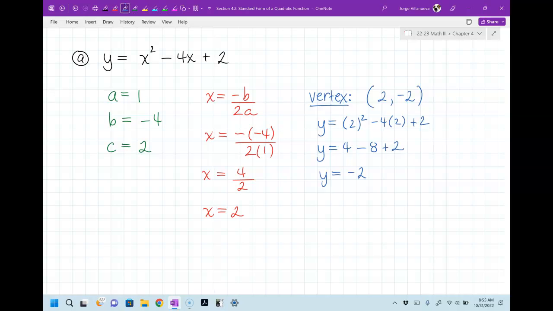Now, after they said that, they wanted 2 more things. What direction does it open? And what is my y-intercept? Okay? So here we go. Which direction does it open?